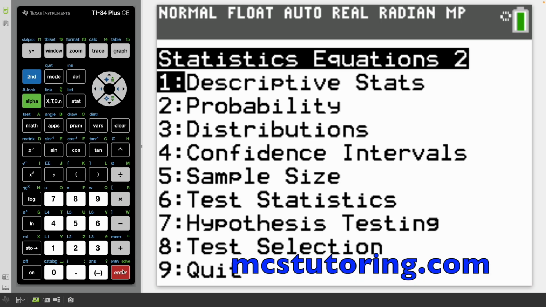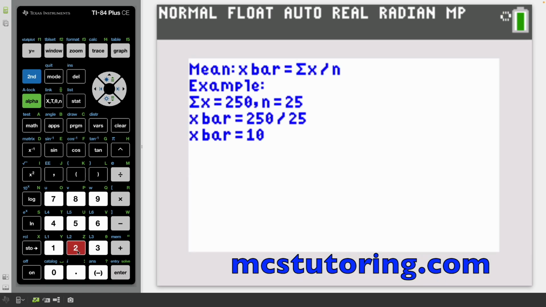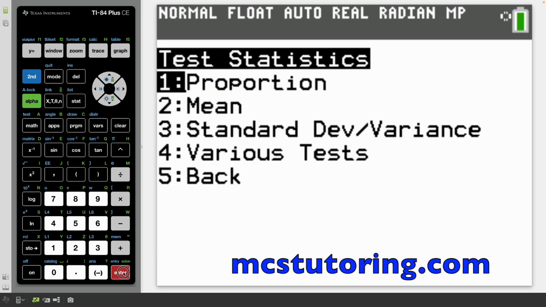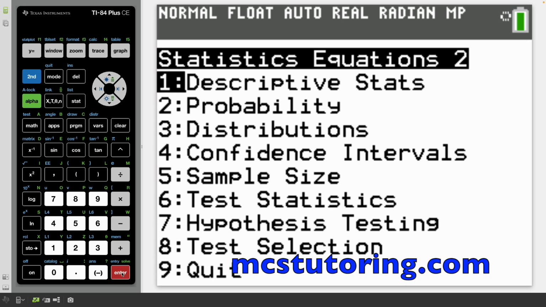So let's go on, and then test statistics again, and then mean gives you the sigma x divided by square root of n. So sigma x is 250, n is 25. That's how you find the x bar. Pretty cool thing there. Let's do standard deviation variance. And then that looks like a chi-squared to me. But that's okay.